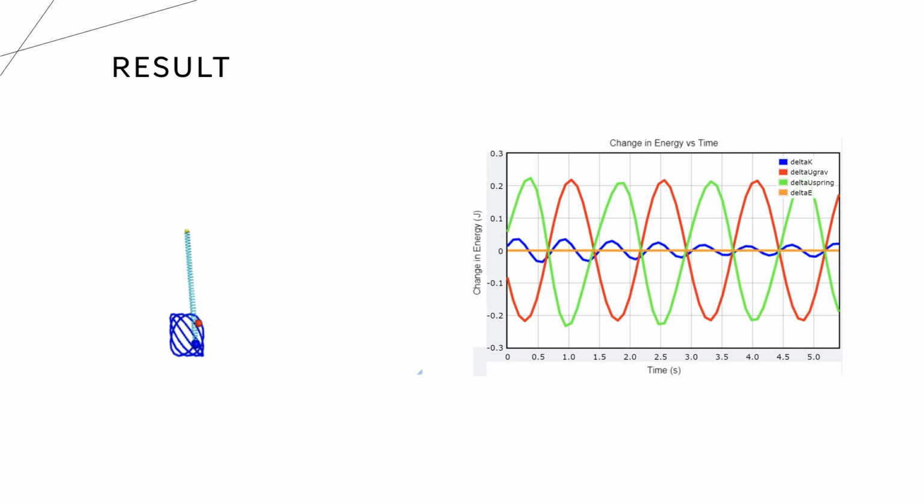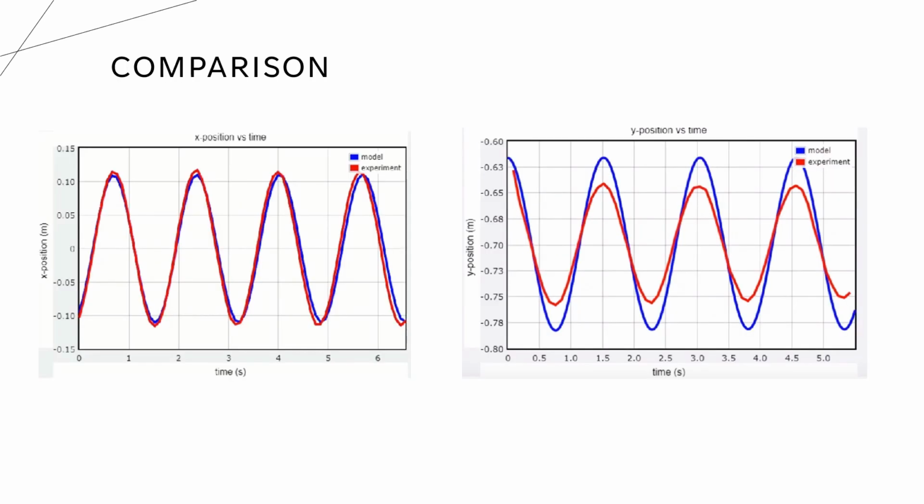This is a snapshot of the result. The left image shows the motion of the mass. The right graph shows the change in energy over time, and we can see how all the energy at any time adds up to about 0.